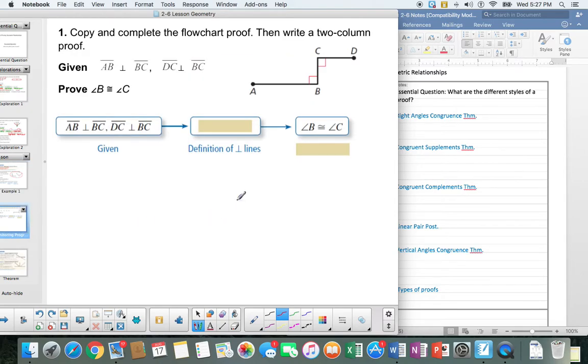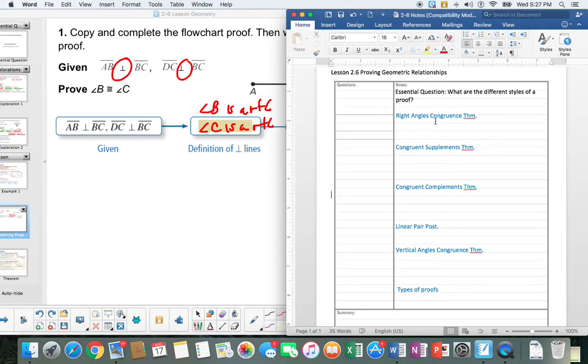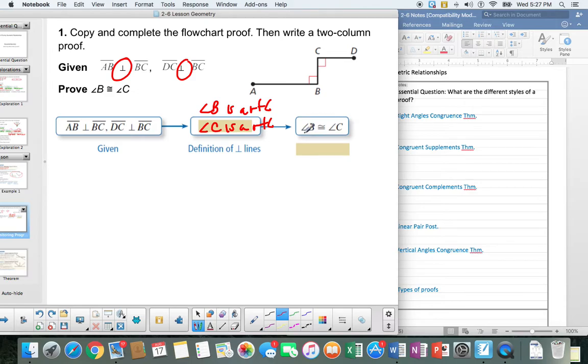Okay, let's practice doing a flow proof. Without a bank, let's see if we can figure out the answers. Now this symbol means perpendicular. So these are perpendicular. And perpendicular means you make a right angle. Now I don't have enough room here, so I'm going to write a little bit at the top too. So angle B is a right angle, and angle C is a right angle. Now over here we just proved that when you have right angles, they are congruent to each other. So we can say angle B is congruent to angle C, and we can abbreviate right angles congruence theorem.